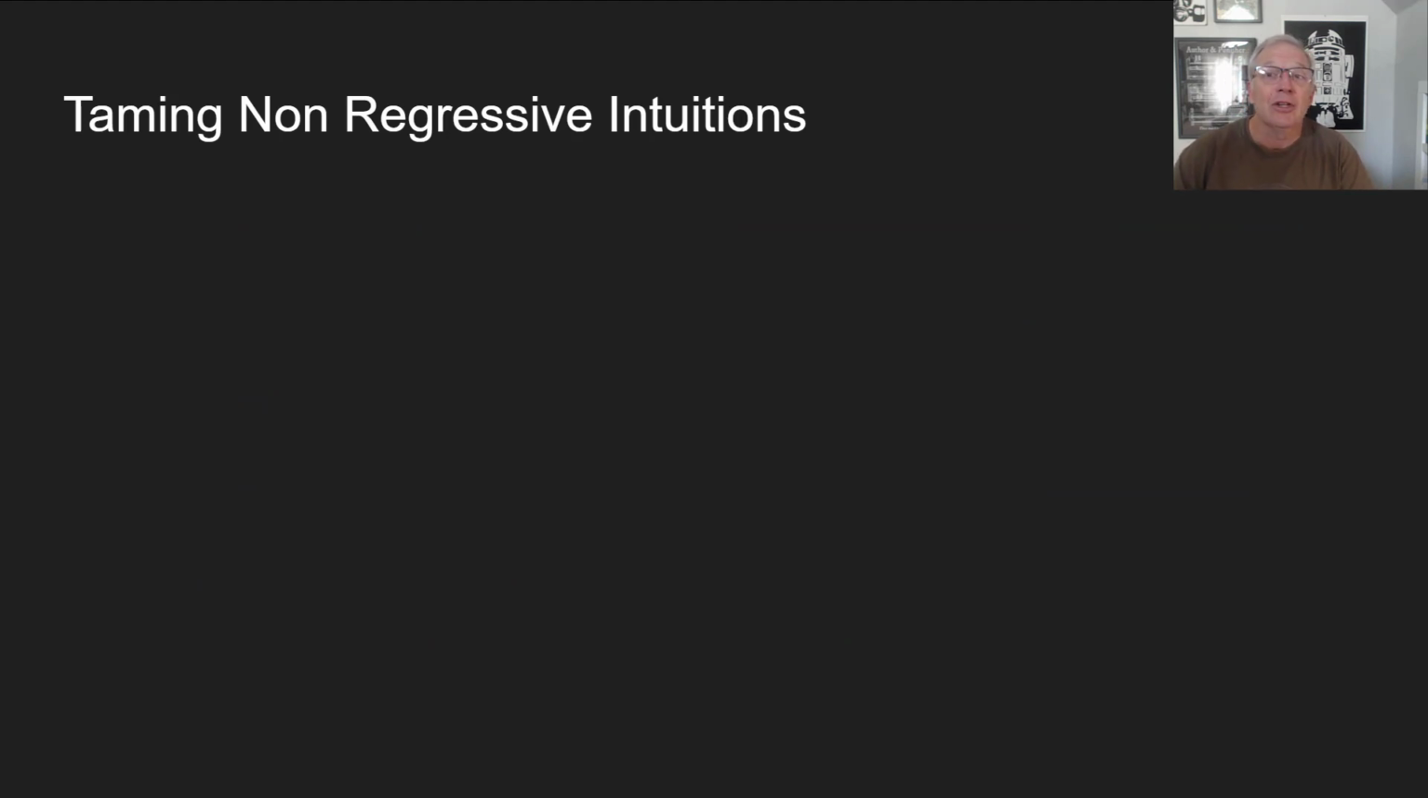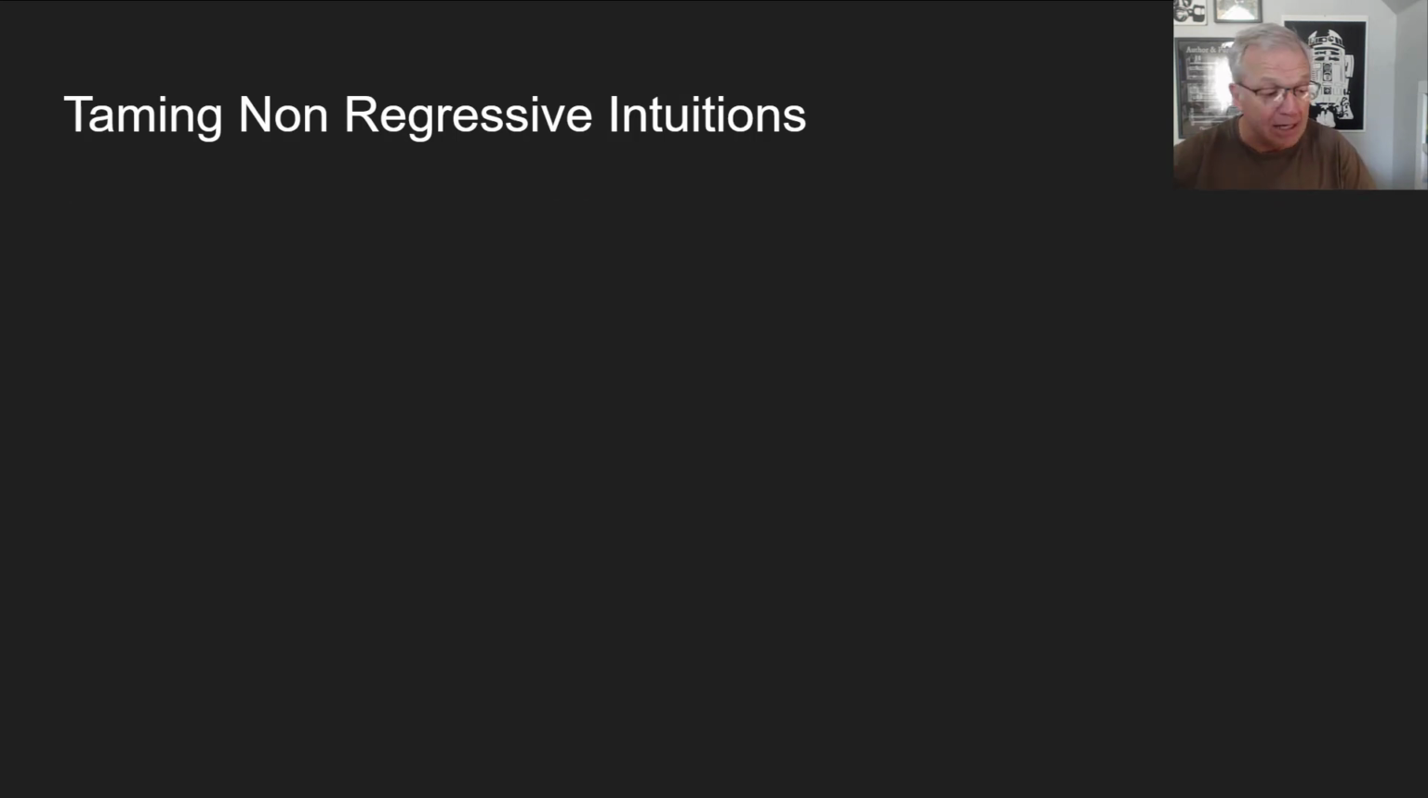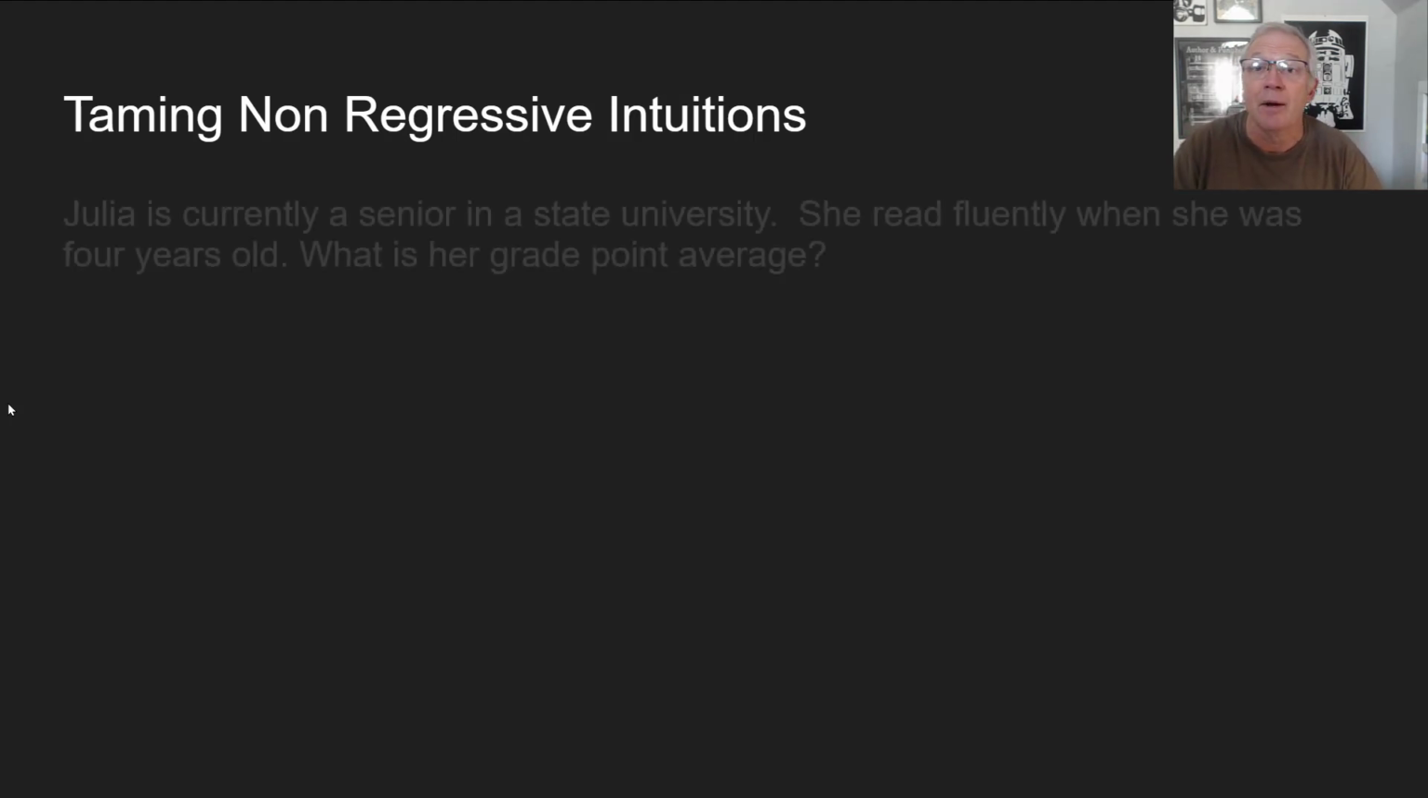Okay, so the last section here is about taming our non-regressive intuitions. Regression to the mean is the phenomenon we were just talking about. And what happens is that you have intuitions that swing wildly away from the regression to the mean. You have non-regressive intuitions. You tend to expect outlier performance from yourself or from your sports star every single time.